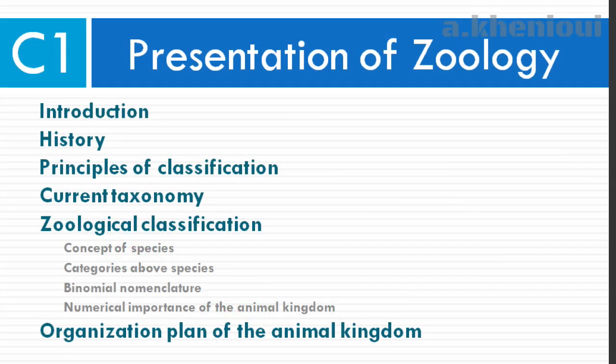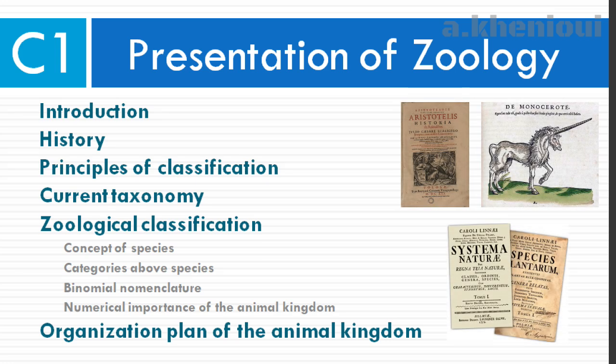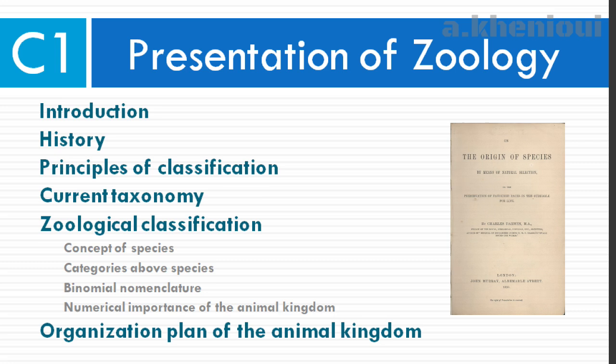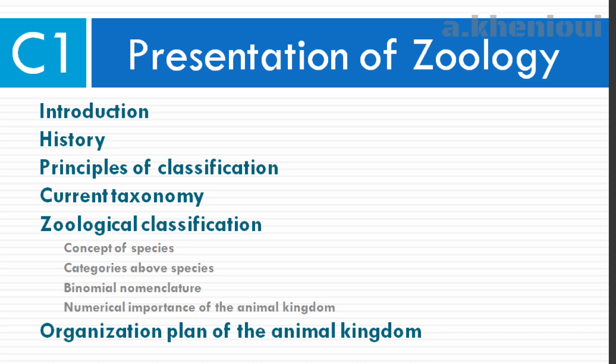In the first chapter, Presentation of Zoology, we will define zoology and highlight its importance in a brief introduction. And then we will present a brief overview of the history of zoology. We will highlight Aristotle works, Gesner works, and Linnaeus works. We will also discuss Darwin's speculation and why it cannot be a scientific theory. And finally, we will explain the principles of classification, homology, hierarchical organization, taxonomic rank, and nomenclature.